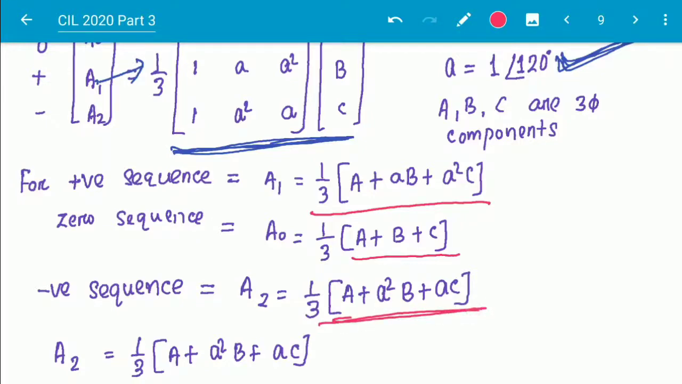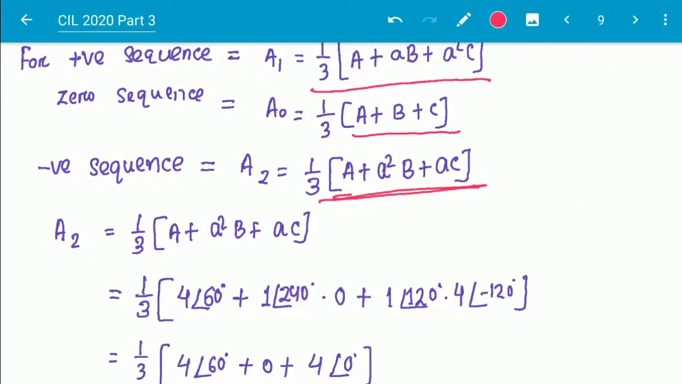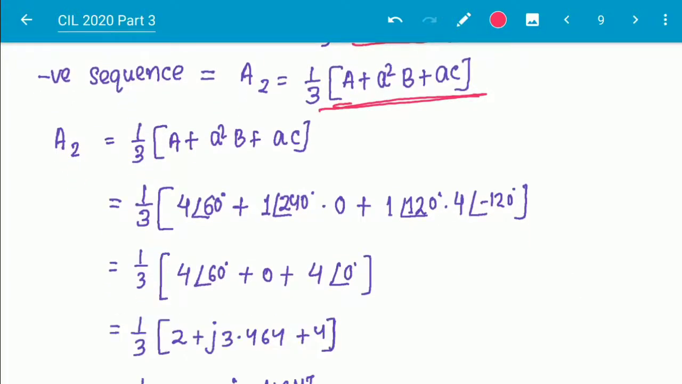We have to find out the negative sequence. Hence 1 by 3 (A plus A square B plus A C), and here 1 by 3 (4 angle 60 plus 1 angle 240 into 0 plus 1 angle 120 into 4 angle minus 120). This is coming to be 4 angle 60 plus 0, this will be 0, and this will be multiplied 4 into 1 multiplied 4, and the angles will be added, 120 minus 120 which is 0, and this is coming to be 4 angle 60.